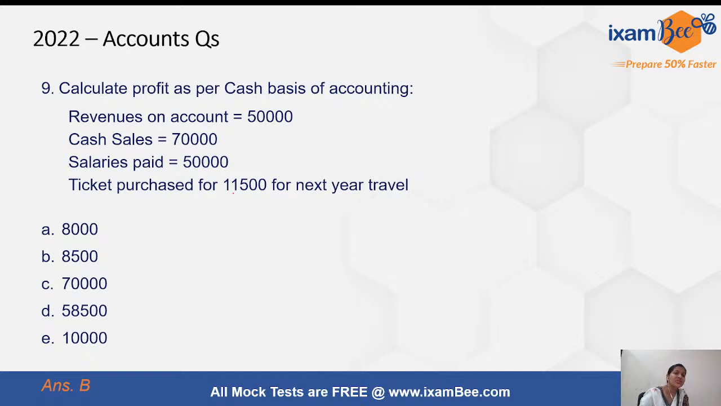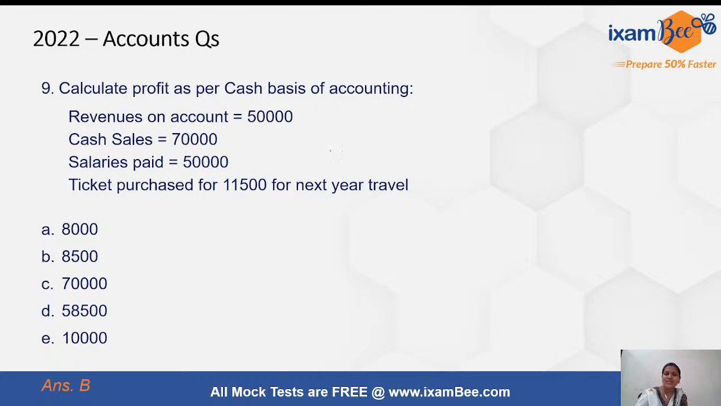This is another question that came in phase 2 last year in 2022, where we had to calculate the profit on cash basis. Now cash basis is the simplest: if cash came in, add; if cash went out, subtract, right? Cash inflow you add, cash outflow you subtract. So we are just looking at the cash items here, and we don't care about the ones which are on accrual basis.